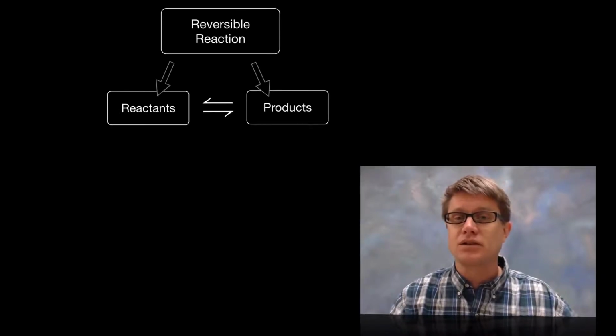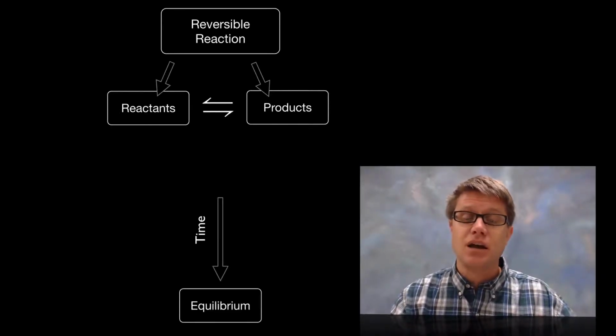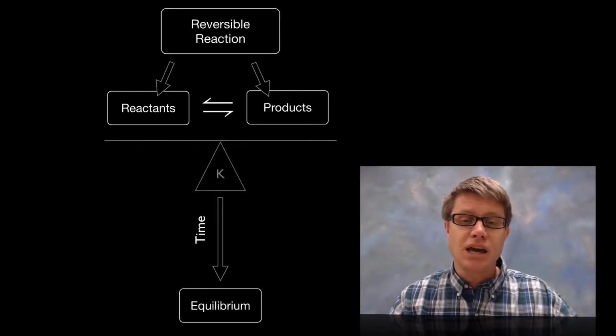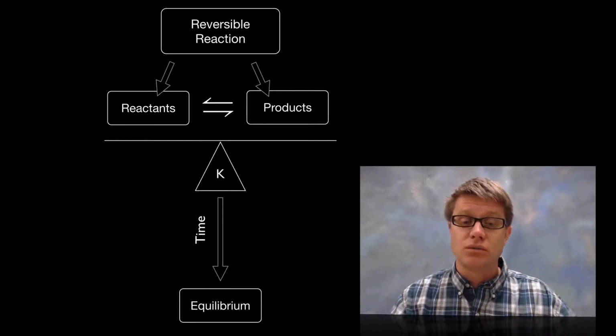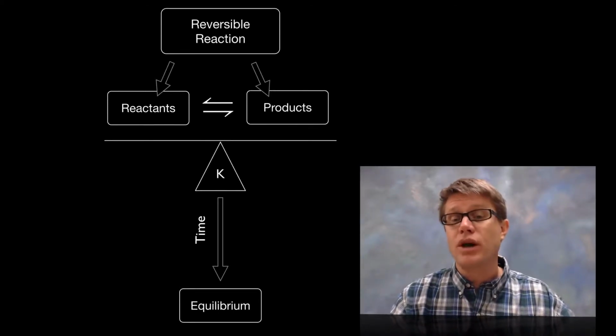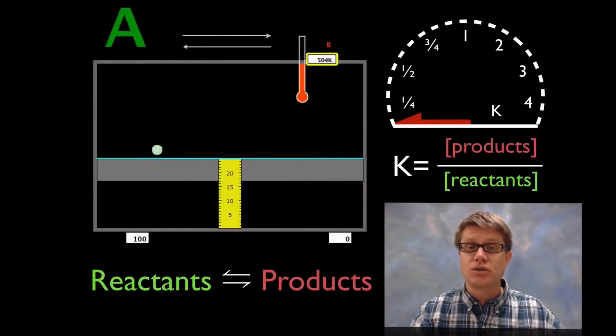In a reversible reaction, reactants are converted into products and back again, and over time it eventually reaches an equilibrium. Now what is K? K is simply a way to measure, when we reach equilibrium, do we have way more reactants or do we have way more products that are being produced? And so I've got this model right here that shows us how reversible reactions work.